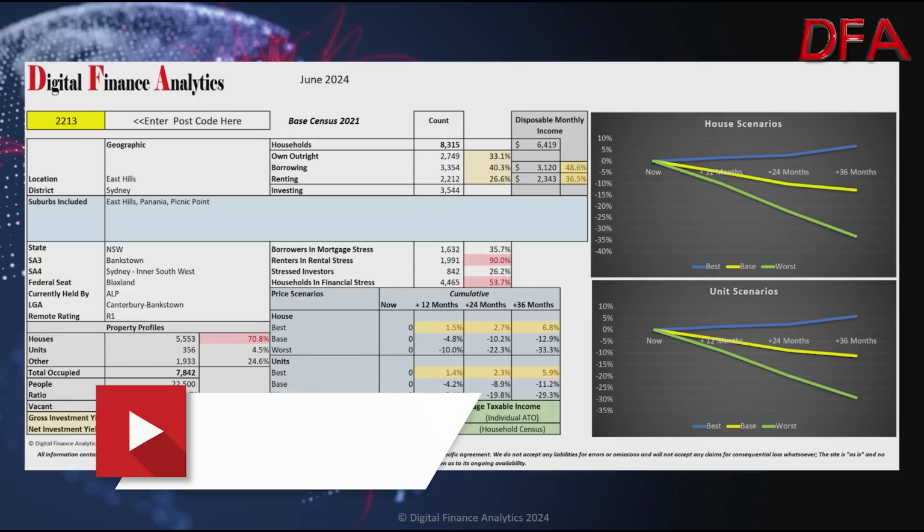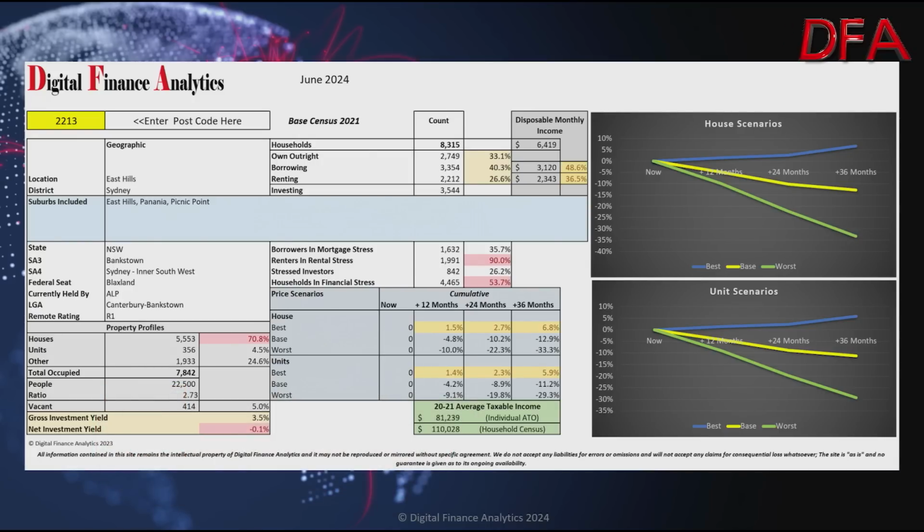And from a rental perspective, 36.5% going on the rent at $2,343 a month. And looking at the scenarios, well, the best case scenario is there is still potential rise ahead, maybe 6.8% over 3 years. But the base case is a fall of 12%, and the worst case is a fall of more than 1/3. And looking at units, rather similar. The fall might be slightly less, though.